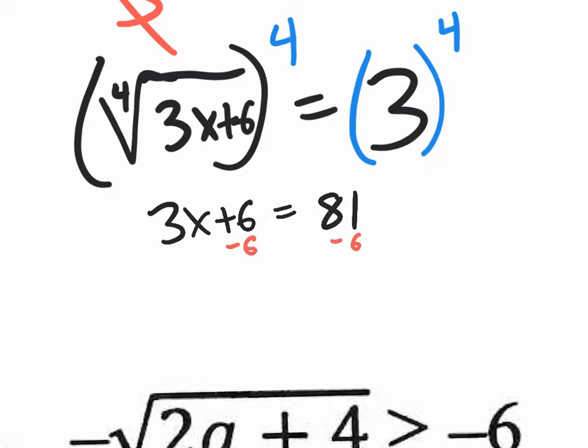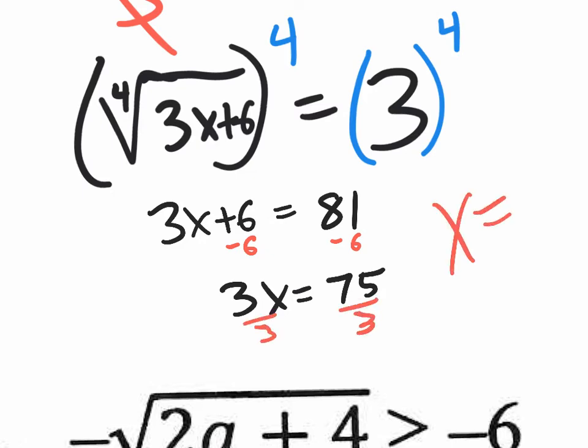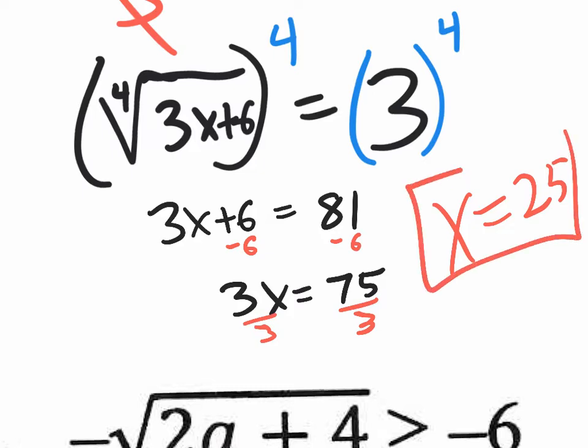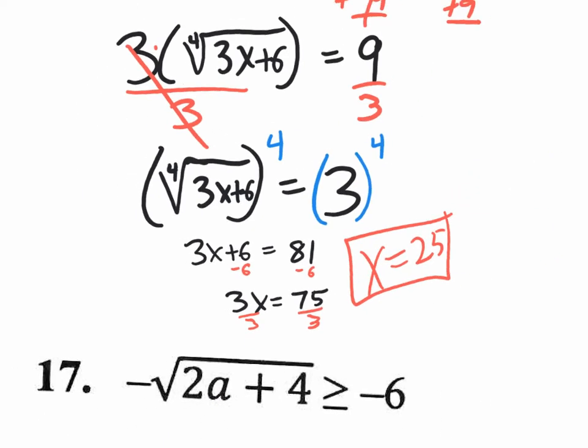Subtract 6. You can end up with 3x equaling 75. That's right. Final step will be divide by 3. Divide by 3. X equals 25. That's right, 25. Let's double check our work.